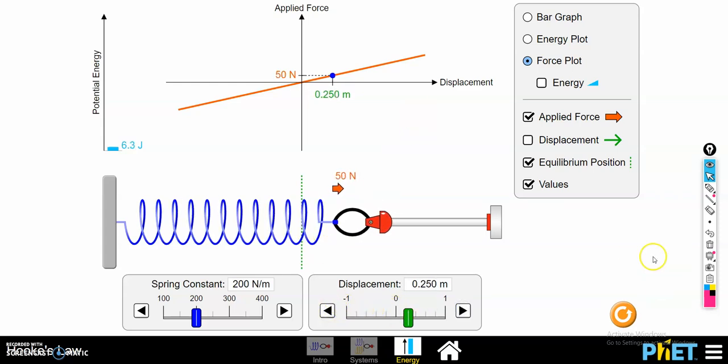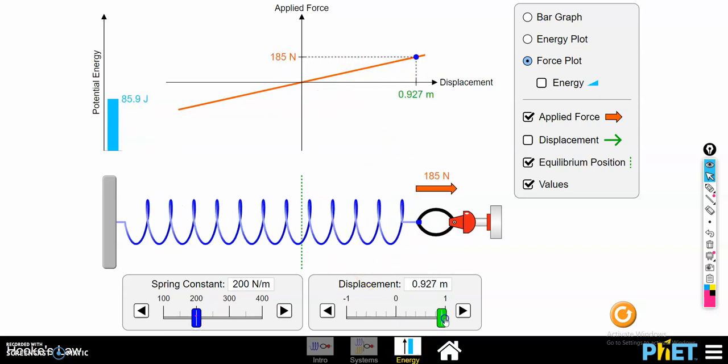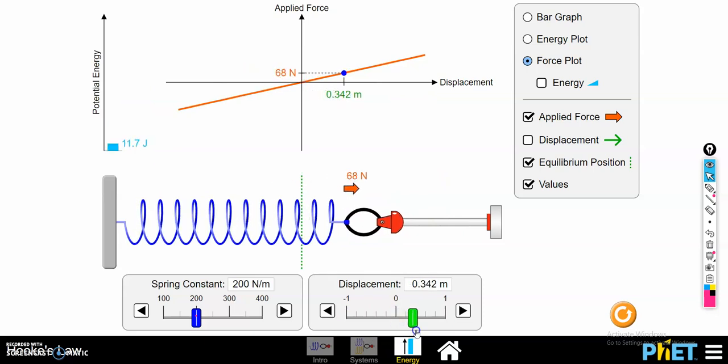So this is a graph of Hooke's law. And as you know, Hooke's law should give you a straight line going right through the origin. The gradient of this line, how steep it is, is your spring constant. So notice, if I increase my spring constant here, the gradient increases, and if I decrease it, the gradient decreases, but we'll keep it on 200 for now. And if I increase and decrease the extension, I just move along that line.